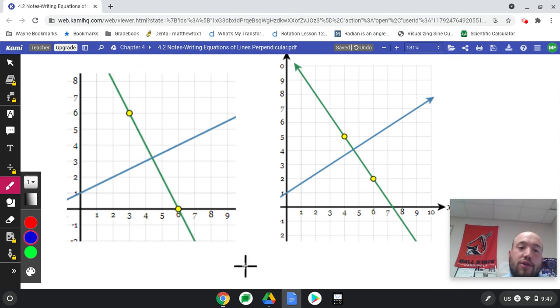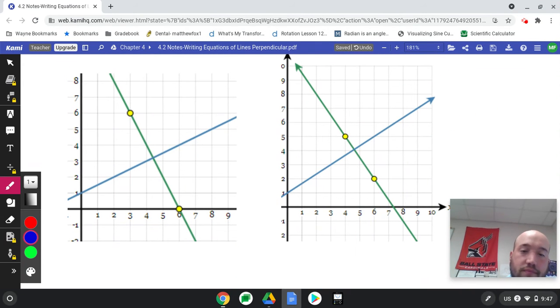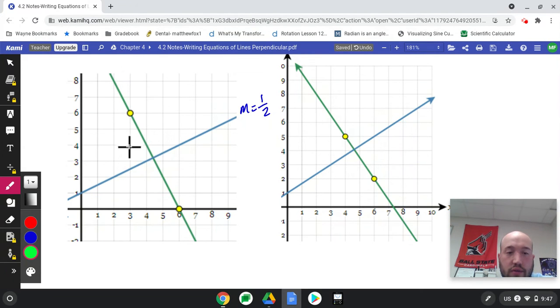All right, on to the next one. Let's see, for blue this time it's up 1 over 2. And for green, let's see, if we go point to point, down 1, 2, 3, 4, 5, 6 over 1, 2, 3. So negative 6 over 3, which would reduce to negative 2.